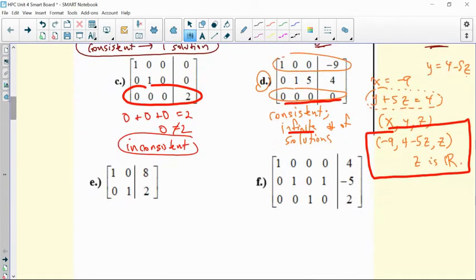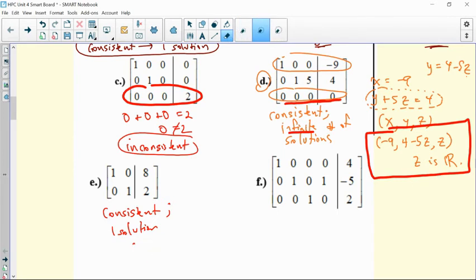Okay. When I look here, this one has only 2 variables, so that's nice. This says x plus no y's equals 8, and no x's plus y equals 2. So yes, of course it's consistent, and there's exactly one solution because I don't have a row of zeros. Consistent. One solution. And that solution is 8, 2.